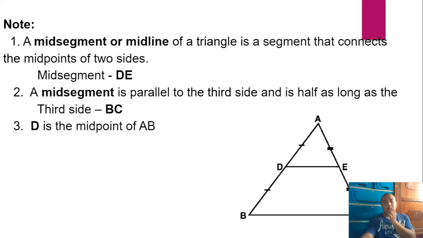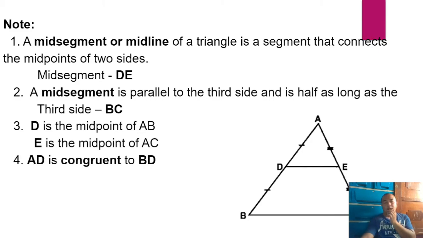D is the midpoint of AB. E is the midpoint of AC. AD is congruent to BD, of course, and AE is congruent to EC or CE, because points D and E are the midpoints of these two sides.